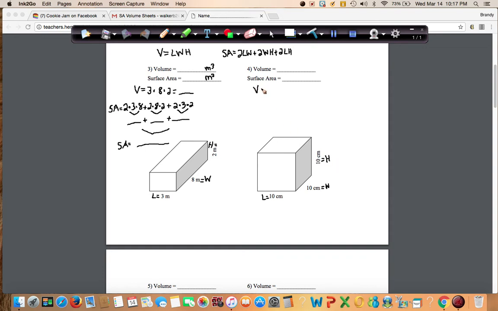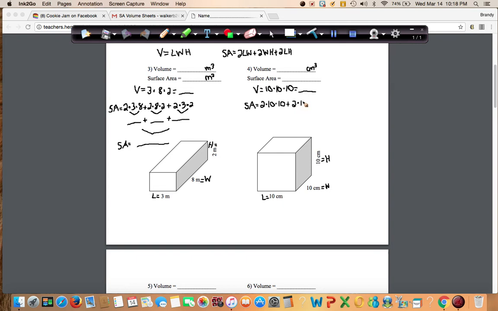Volume is going to be 10 cubed, or 10 times 10 times 10. And again, now we're talking centimeters, so it's going to be centimeters cubed. Or we have surface area, which is going to be 2 times 10 times 10, 3 times. But we can't just say this times 3, right? So we're going to add it again.